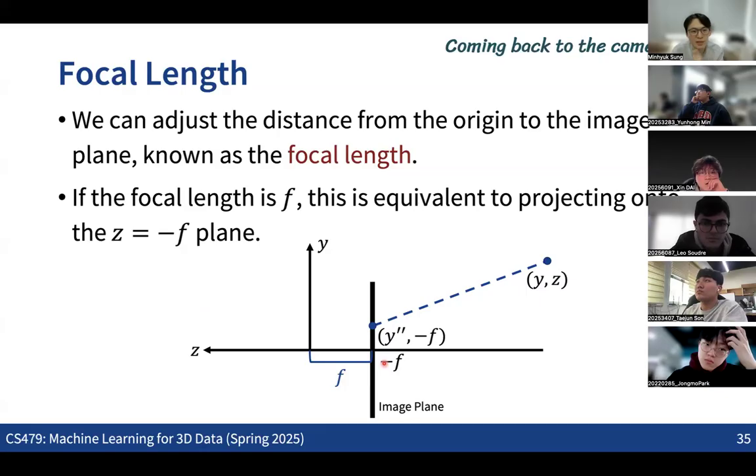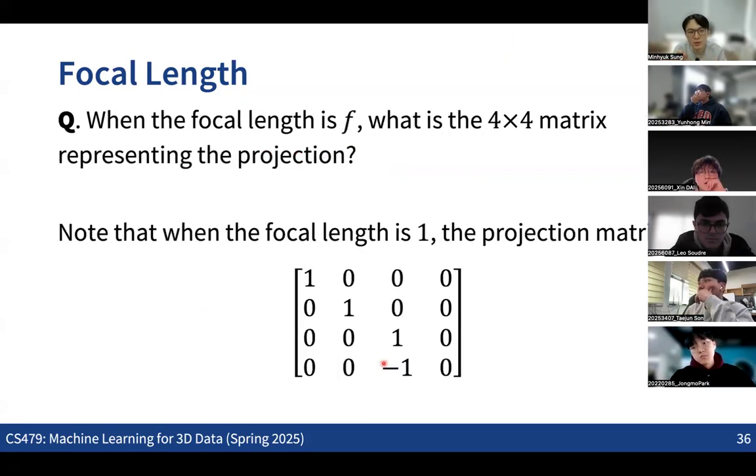And then we have seen how we can define the 4x4 matrix, defining the mapping from the projection from the 3D to the 2D, right? When the focal length is 1. But if the focal length is not 1, but f, then how would the 4x4 matrix be changed?